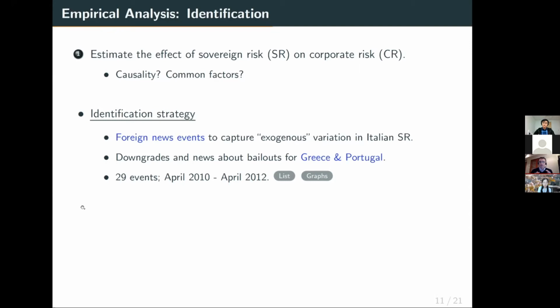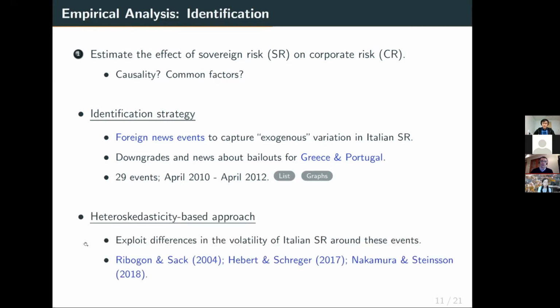So the question is, okay, I have those events. How am I going to use those events in order to identify this transmission for the Italian economy? What I'm doing is following this heterogeneity-based type of approach. The idea is that I'm going to exploit differences in the volatility of Italian sovereign risk around these foreign news events.